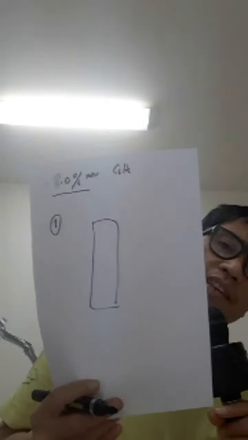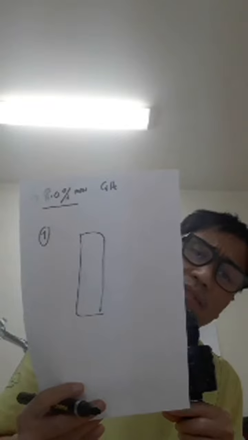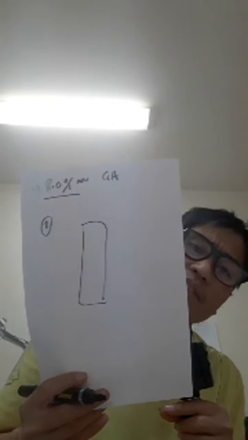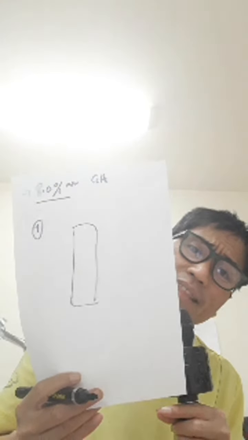So we need to draw so that we can have our equations and formulas. So this is the distillation column. Guys, a distillation column is in a vertical position. If it is in a horizontal position, that is not a distillation column. The design of a distillation column is vertical, not horizontal.